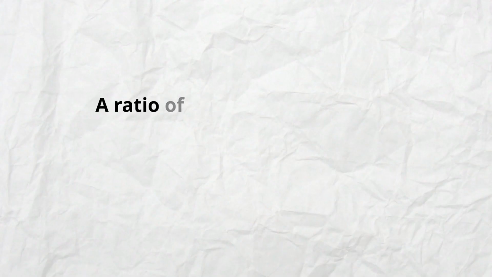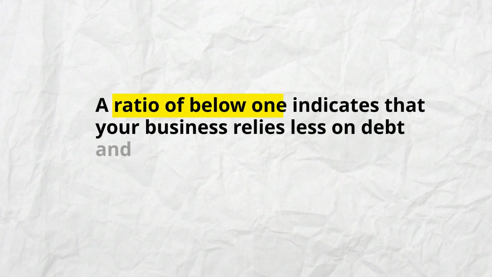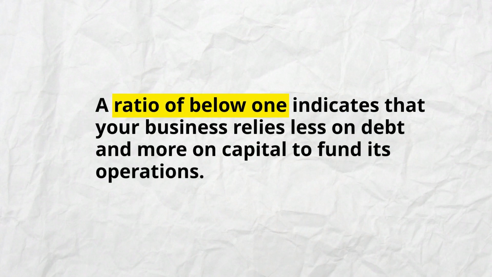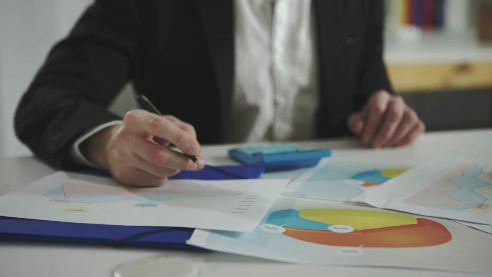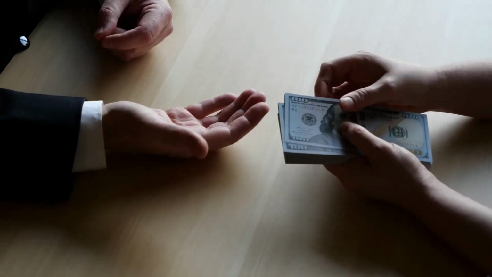A ratio of below 1 indicates that your business relies less on debt and more on capital to fund its operations. The reverse applies, which means a higher number suggests the company is more indebted. While borrowing is usual for merchants, too much dependence on debt can lead to defaults in downturns.